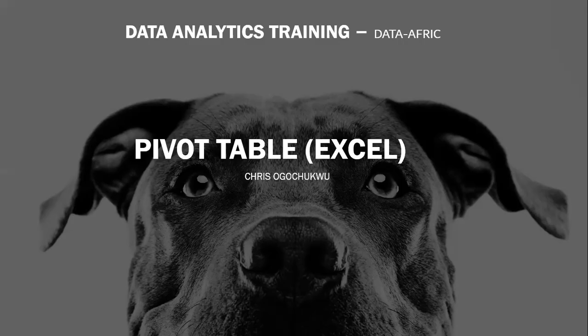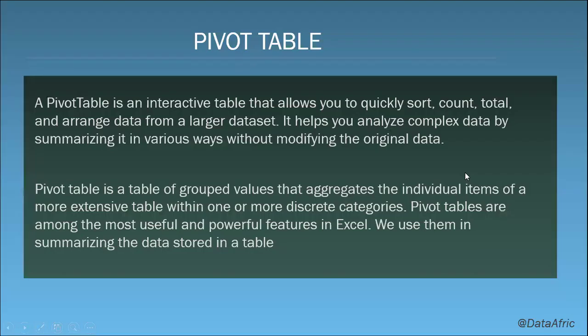Now, what is pivot table? Pivot table is a very powerful and very useful tool in Excel. It is an interactive table that allows you to quickly sort out, count, total, and rearrange. So this is a table that allows you to quickly perform aggregation on data. No matter how large or small your data is, a pivot table would help you to quickly analyze that data without having to do so much. It's just a matter of drag and drop.